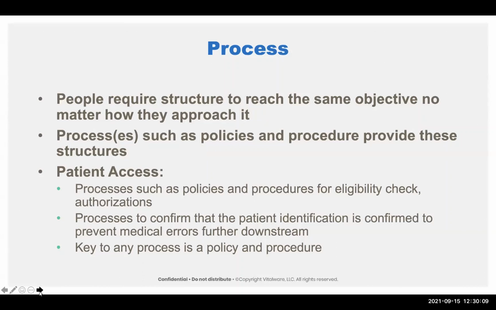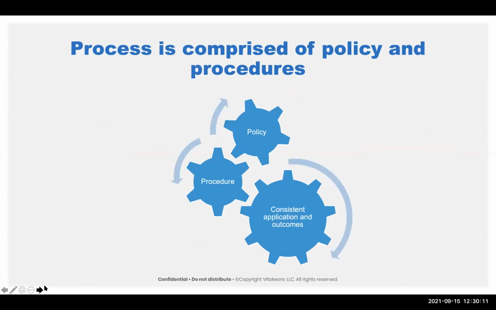Key to processes is a policy and procedure. So when I look at this, the policy is the highest level, and that drives your procedure, which is the how to do it. And then you look for consistent outcomes through a consistent application. So if we're doing the procedure the same way, such as trauma activation, I need the critical care to be documented, the out of network, out of community has to be documented. Those are all in the policy.